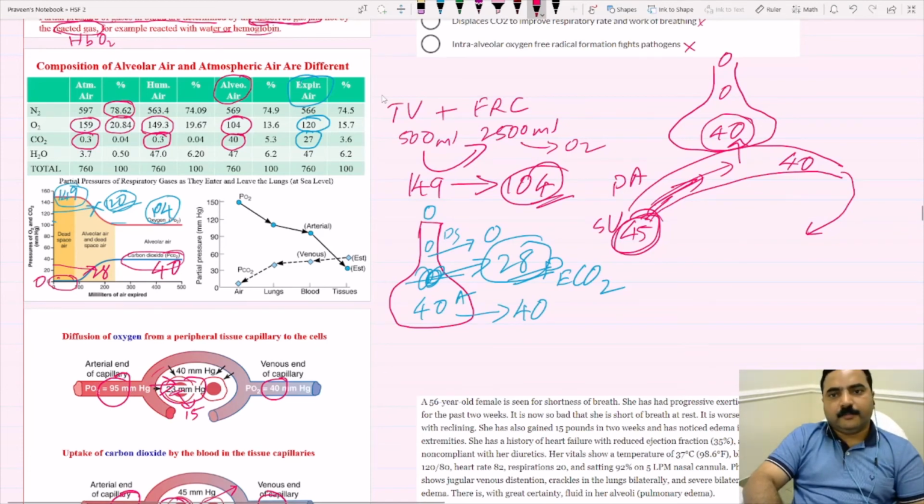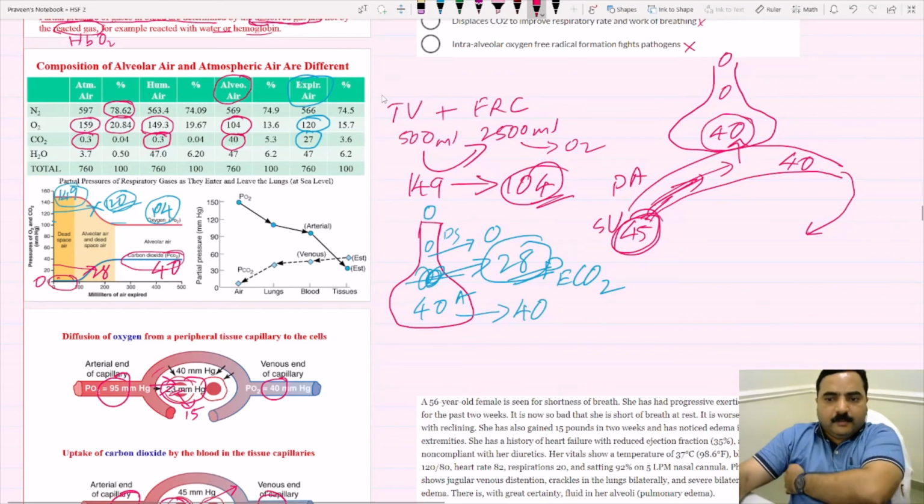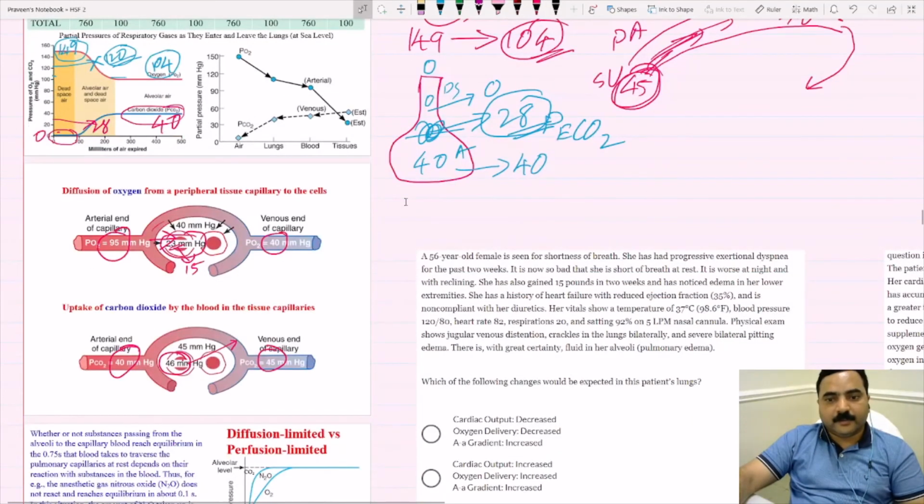So these are the various partial pressures of carbon dioxide in different parts of the body. Okay, you must be able to memorize these values. It's important to understand the partial pressure of carbon dioxide and oxygen in different parts of the body, in different parts of the alveoli, lungs, etc.